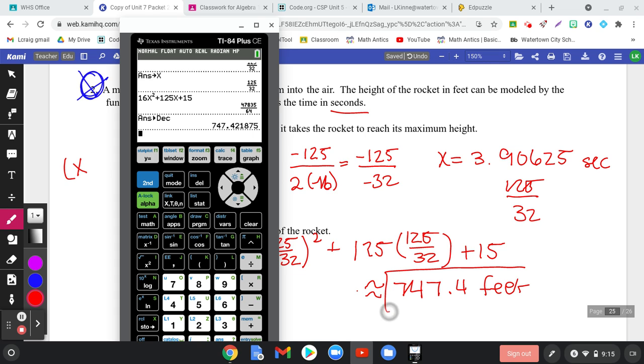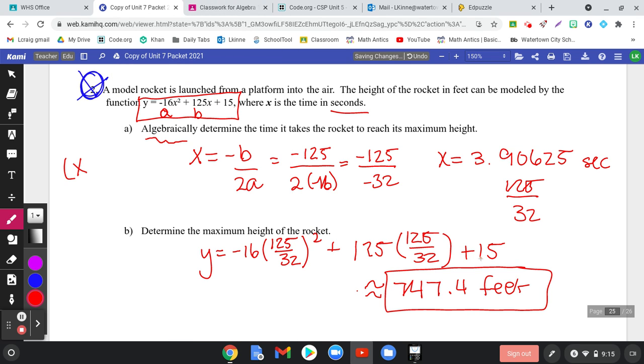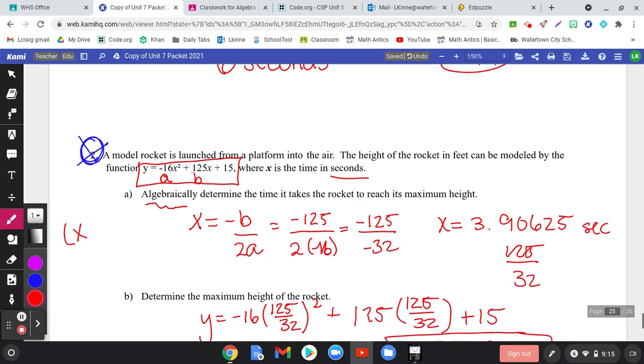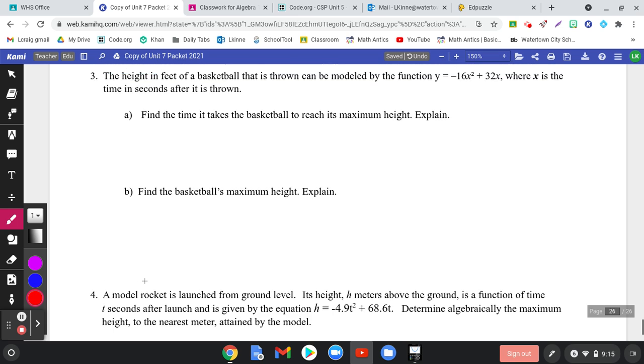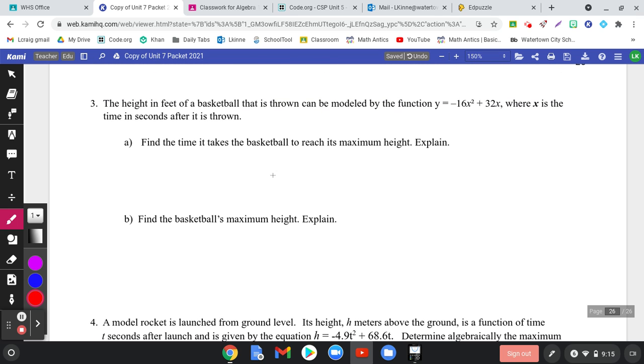So a little bit more complicated when you have to do it by hand. But again, this isn't something you'll have to do by hand until you get to Algebra 2, so you can focus on questions like this where you can get it using the calculator. All right, question 3. Almost done with this packet.